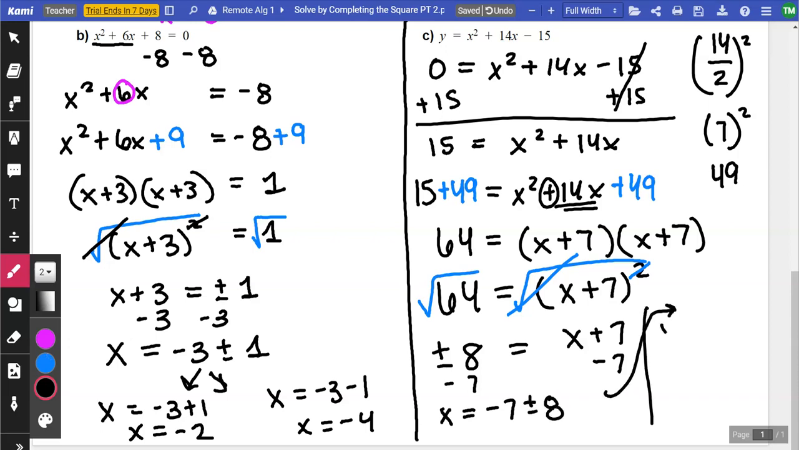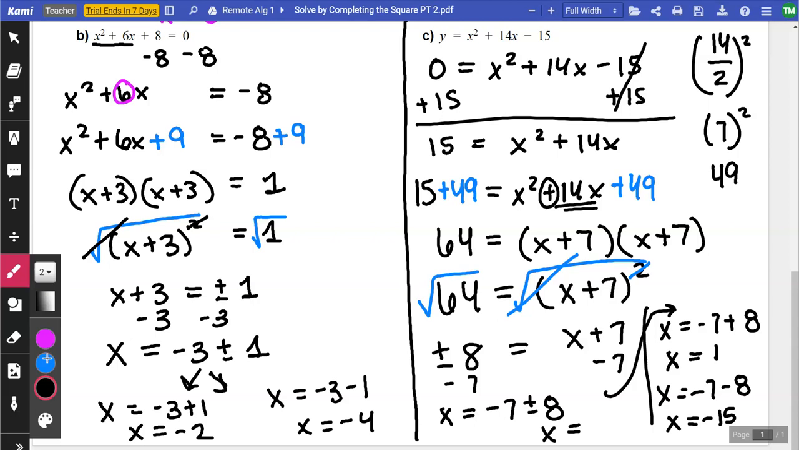We're going to split that into 2. So x is equal to negative 7 plus 8. So x is equal to 1. X is equal to negative 7 minus 8. So x is equal to negative 15. So our answers are x equals negative 15 and 1.